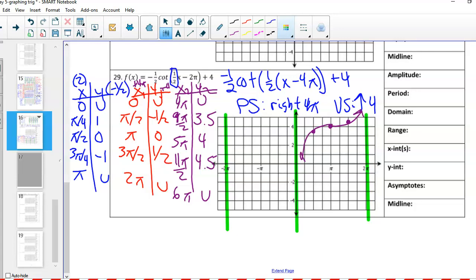Now, in this case, it was reflected, so it's no longer going the direction it should have been.